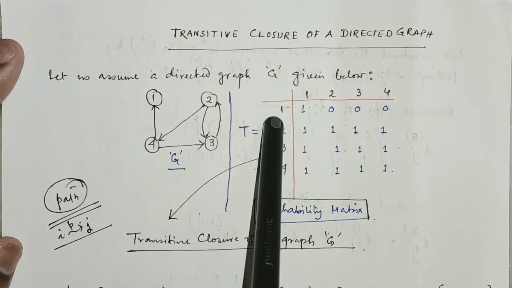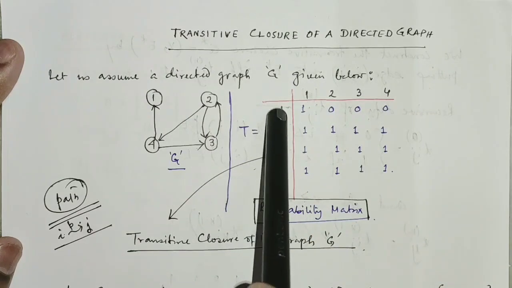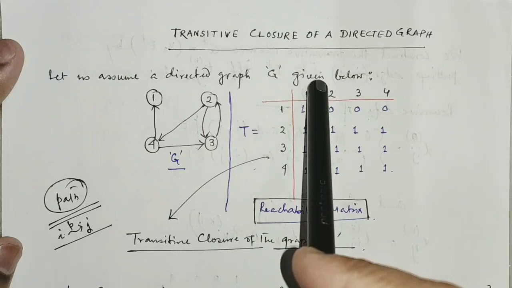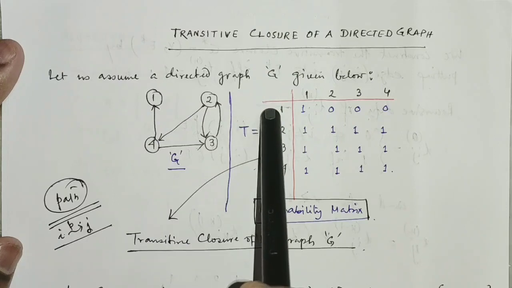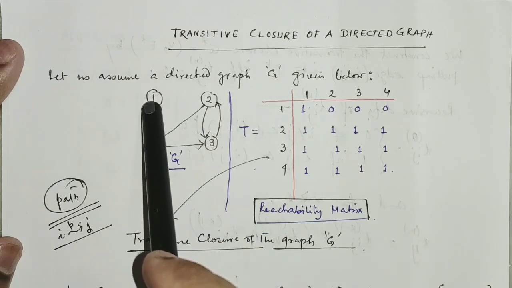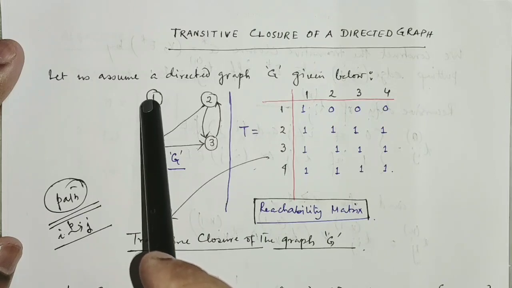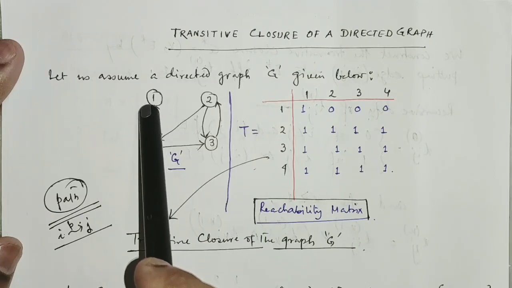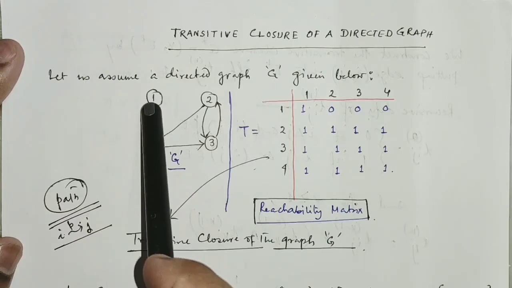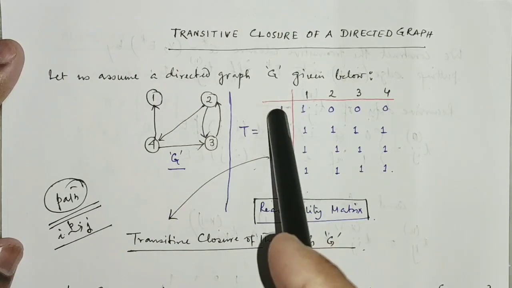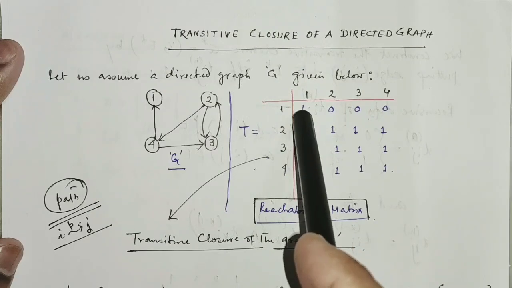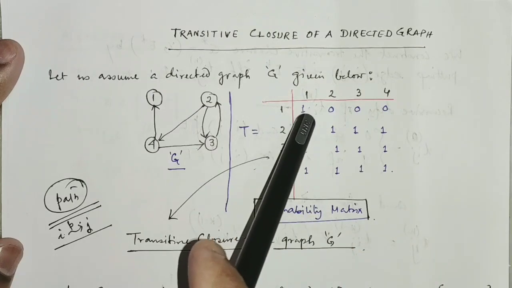Now the first row, that means we are at vertex number 1. Entry 1 1, that means 1 to 1. Is there any reachability from vertex 1 to vertex 1? It is like a self reachability. Yes, I am at vertex 1, so I am already reachable at vertex 1. So the value is 1, that is why it is 1.